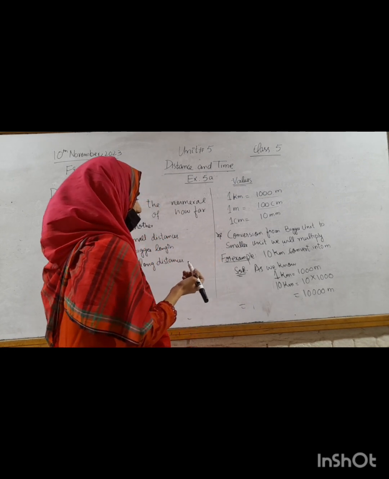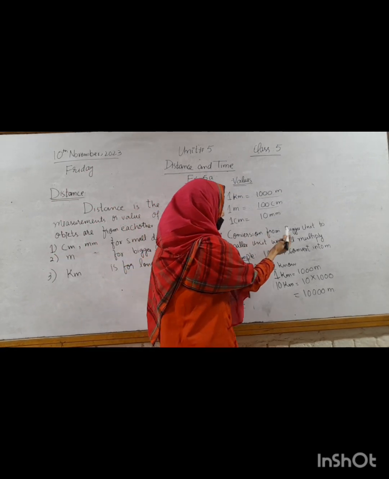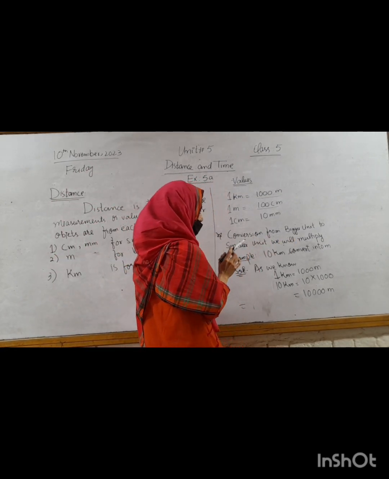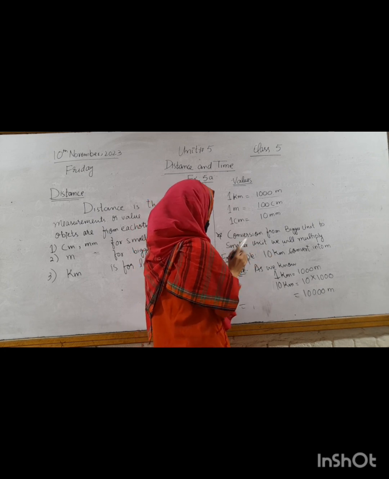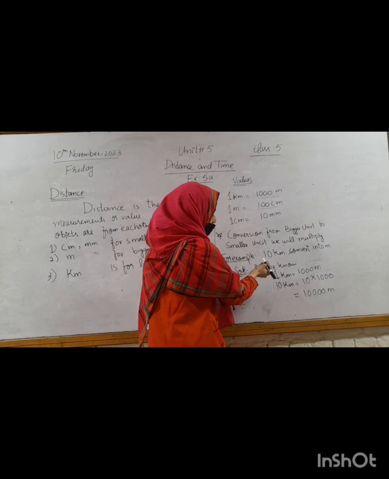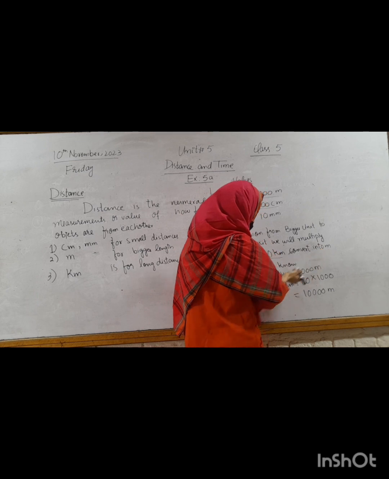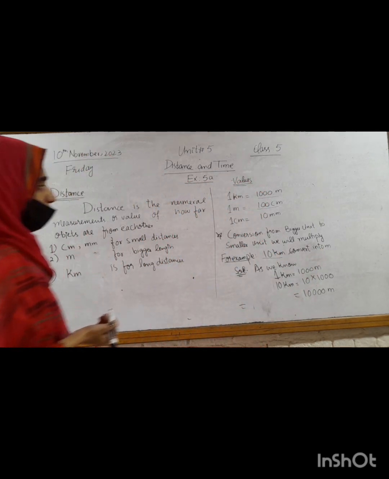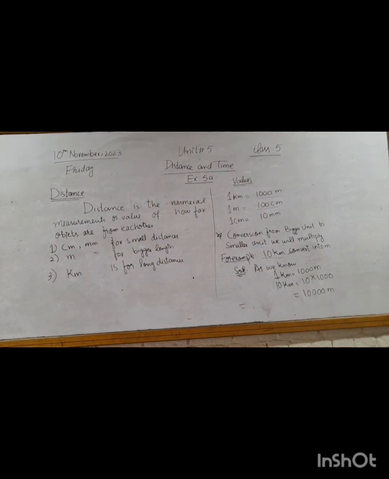After this, we have discussed the conversion from bigger unit to the smaller units. We will multiply. So, for example, we have 10 kilometer converted to the meter. We simply multiply with 1000. So now we move towards how we convert smaller unit into the bigger unit.